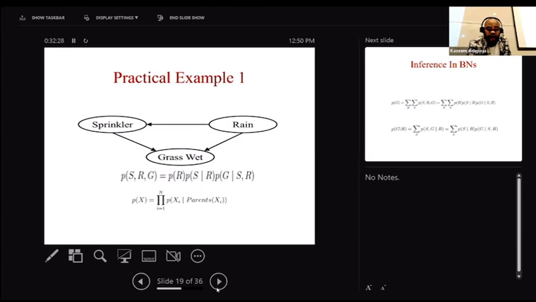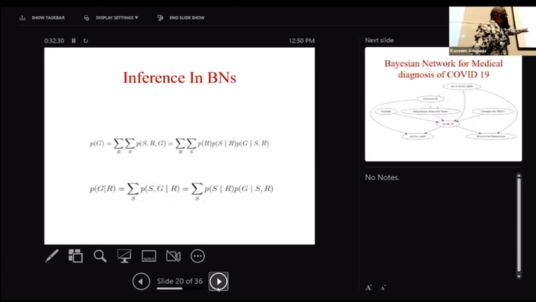So if I'm now interested in the probability of grass wet given rain, then what am I going to sum? It means I'm actually going to sum sprinkler out. So I'm going to use the probability of sprinkler and grass wet given rain. And that will lead to the other guy.